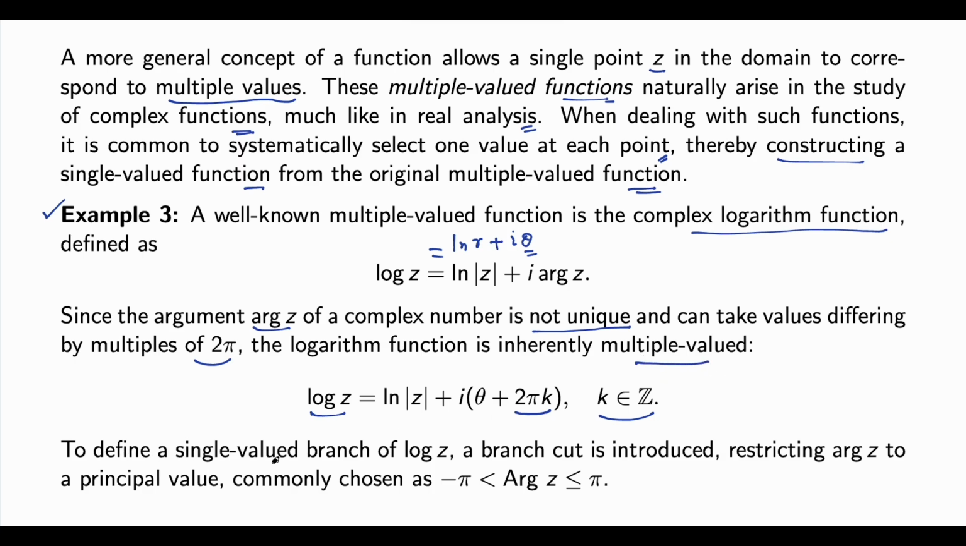So to define a single valued function, we need a single valued branch of log z. A branch cut is introduced, restricting the argument of z to the principal value. The principal value will help to give a unique value, because we know the principal value always gives a unique value, which is commonly chosen between minus pi and pi for the argument of z. So this is a multiple valued function.